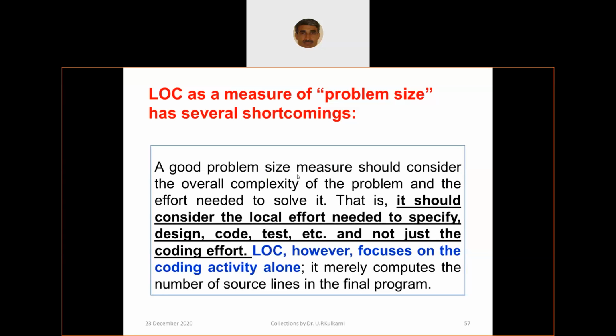Look, a good problem size measure should consider the overall complexity of the problem. What is overall complexity? Design, not only coding, but design, testing, and manual preparation, all maintenance, whatever you do, corrective maintenance, whatever is there. Every effort and not just the coding effort. But LOC, lines of code, focuses on the coding activity alone, and that's why it is not a good thing to practice.